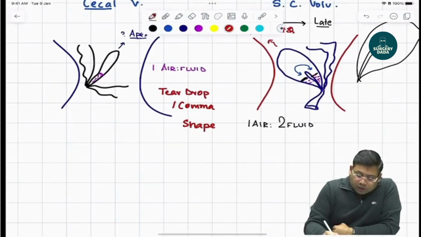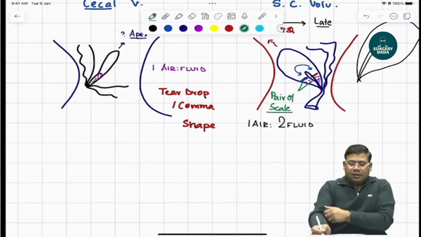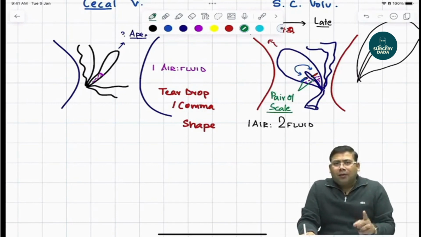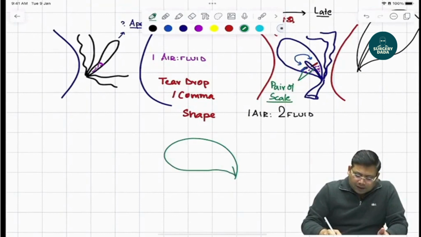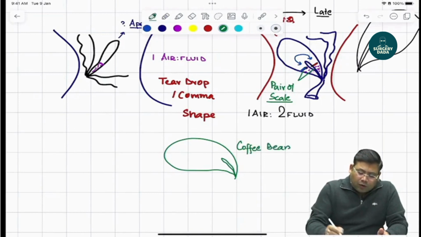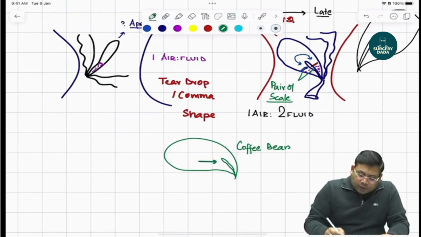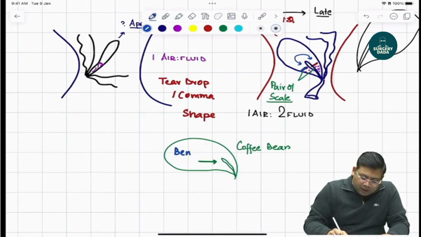If you see this air fluid level and this air fluid level, that is what is giving you the classical pair of scales appearance. So pair of scales appearance, 2 fluid levels to a single air column, the apex towards the classical right upper quadrant. And what is this classical sign, students? This is the classical coffee bean sign. Another important thing that you all need to understand here is that we also get to see the bent inner tube sign. What is the classical concept of the bent inner tube sign?